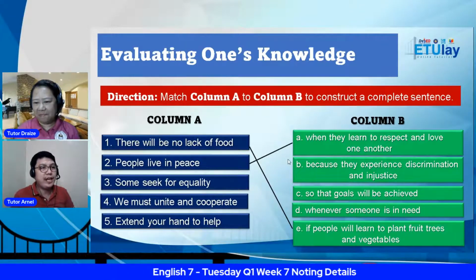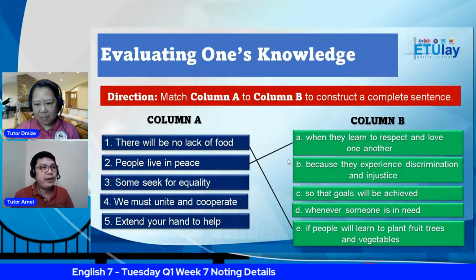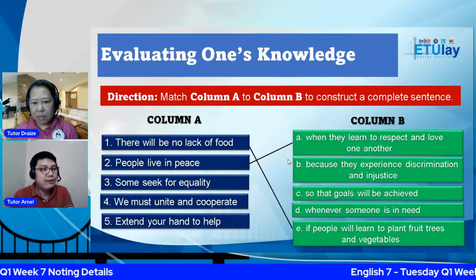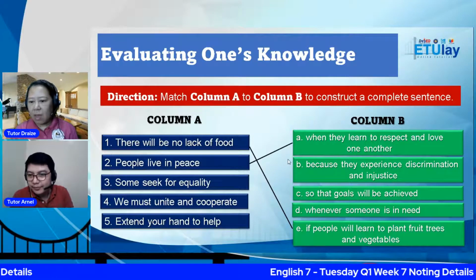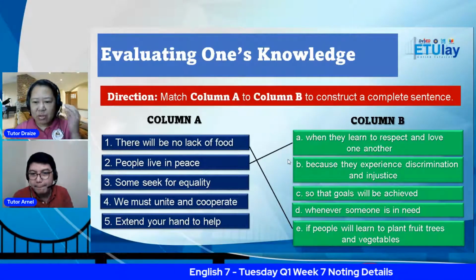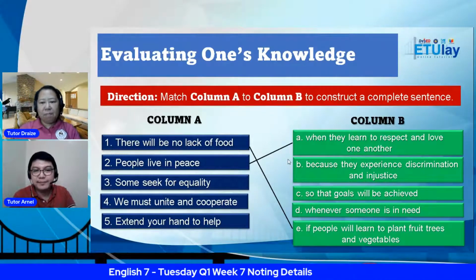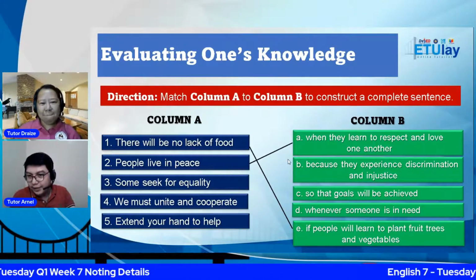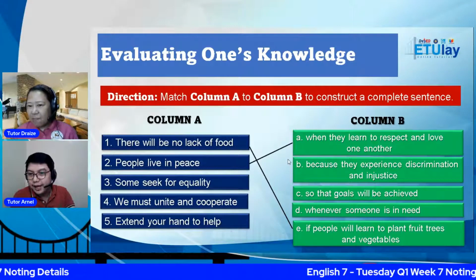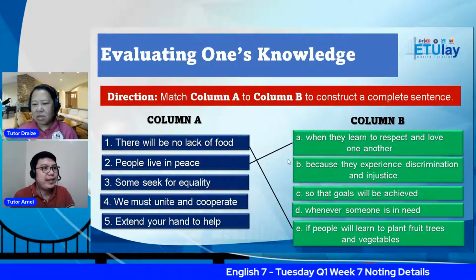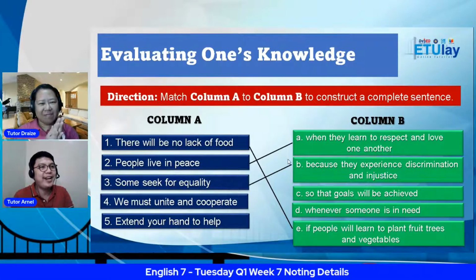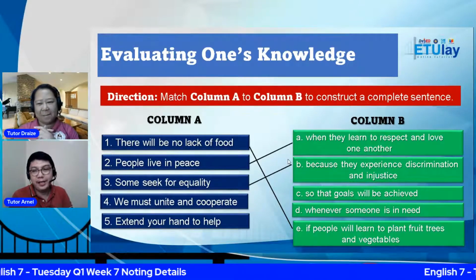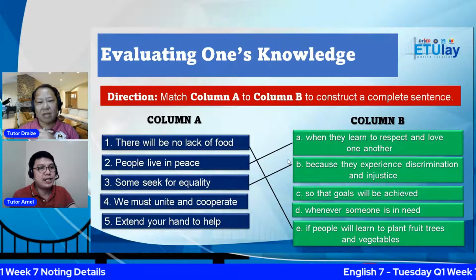So which do you think from letter B fits the clause from number three? All right, so some seek for equality. We now have an answer here. The first one to answer is Dylan Roque with the letter B. All right, letter B. How about the others? Okay, we're flooded with B's now. Let's see. Yes, the letter B is the correct answer. So some seek for equality because they experience discrimination and injustice.